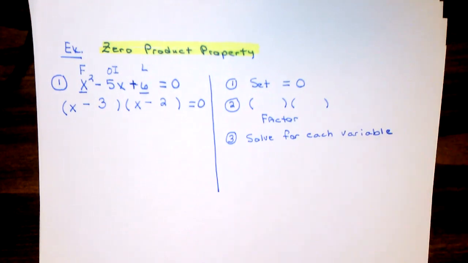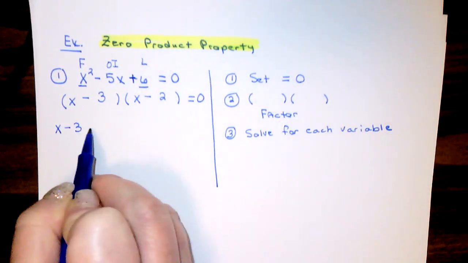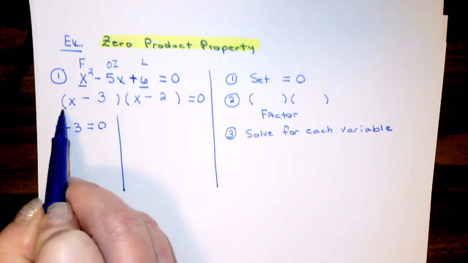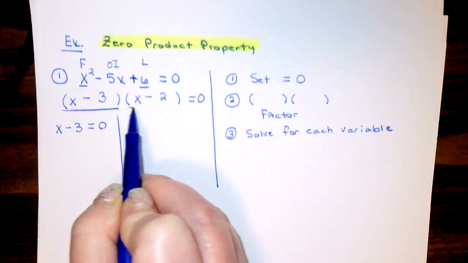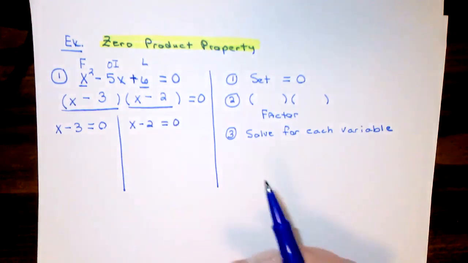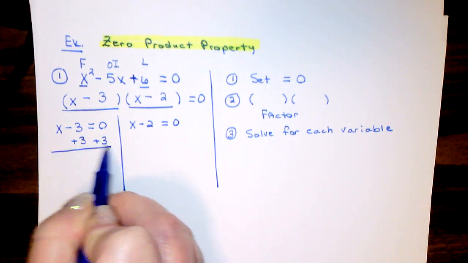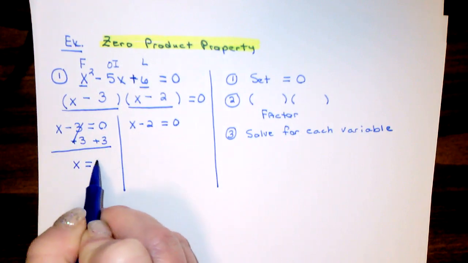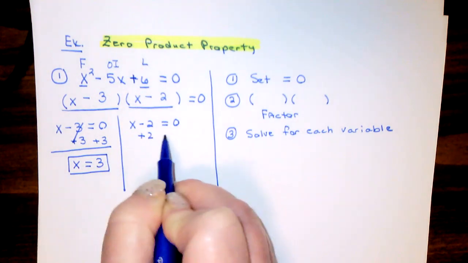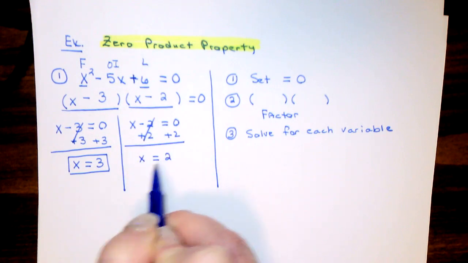So in order to solve for each variable, you utilize that property by taking the first factor and setting it equal to 0. So that's your first linear factor. You take the second one and you set it equal to 0. And then we're going to add your 3. So x comes out to be 3. And then I would add the 2. And x comes out to be 2.